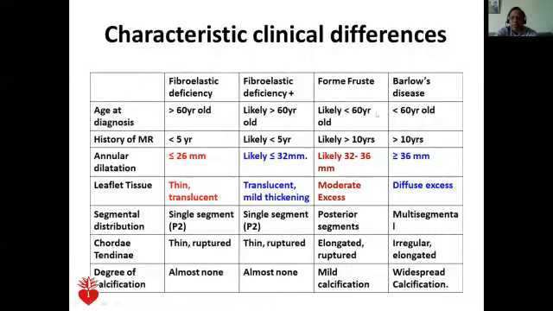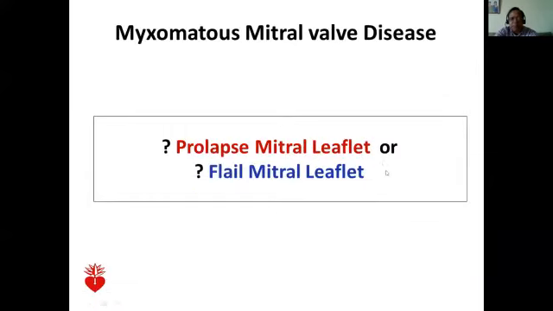These are some characteristics of mitral valve prolapse. This is the spectrum of disease. At one end, there is fibroelastic deficiency. At the other end, there is Barlow disease. And in between, the differences are mainly regarding the thickness of the leaflet and the dilatation or diameter of the annulus. Now, what does it mean by prolapse of the mitral leaflet and flail mitral?